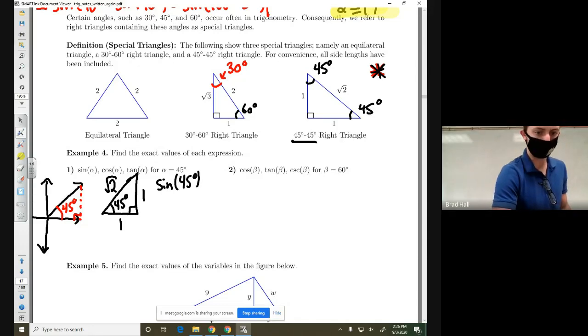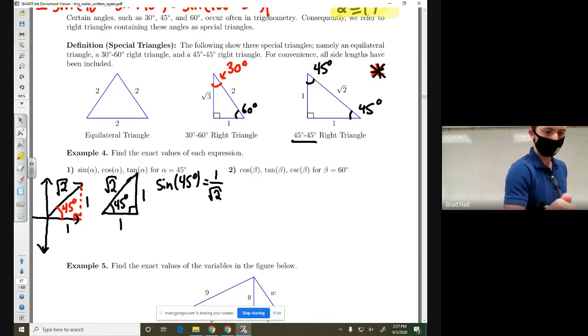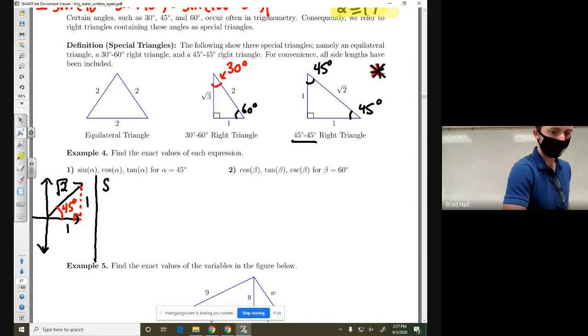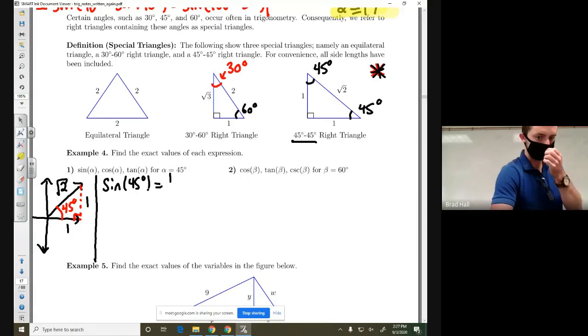So now, sine of 45 degrees, what's opposite? That's 1. What's the hypotenuse? It's the square root of 2. In fact, I'm going to make some room here. I filled in the segments over on the far left. So I'll put in sine of 45 degrees. Opposite is 1. The hypotenuse is square root of 2.